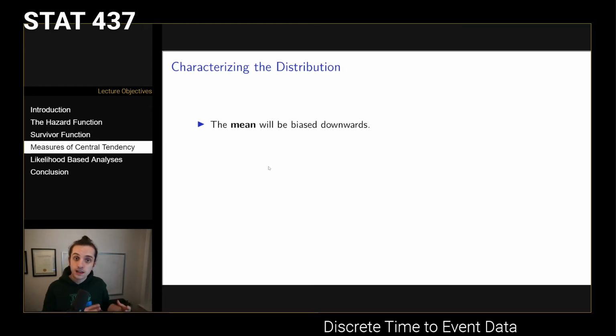And so if we're just including that value of 12 there for them, well, then we're going to be biasing the mean downward. And so you might say, okay, well, what if we only looked at the individuals who actually we observed an event for, right? What if we ignored anyone who was censored?